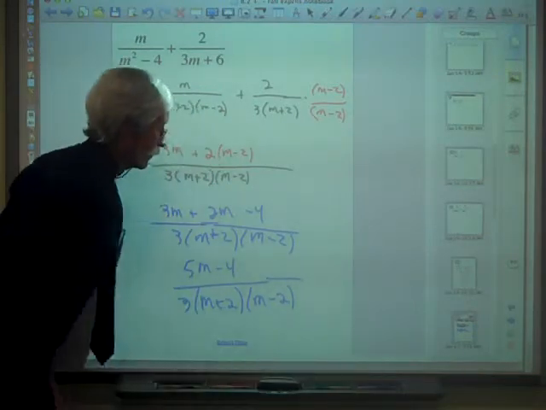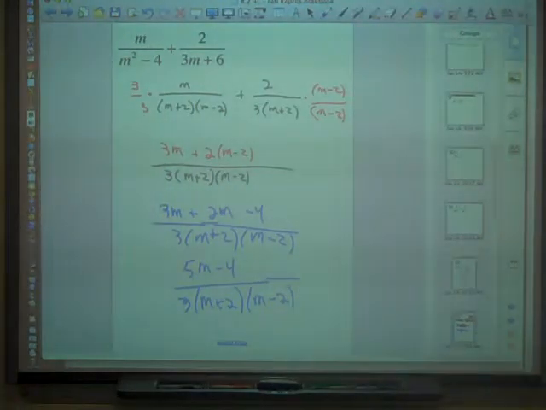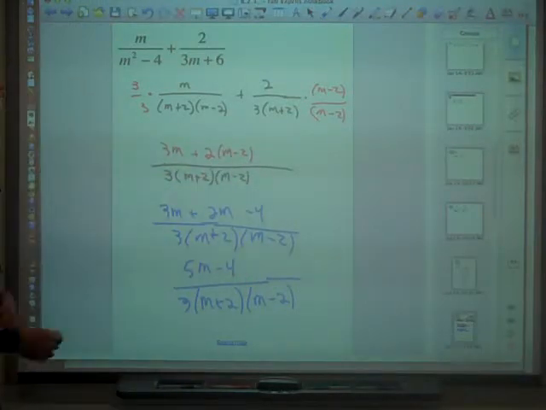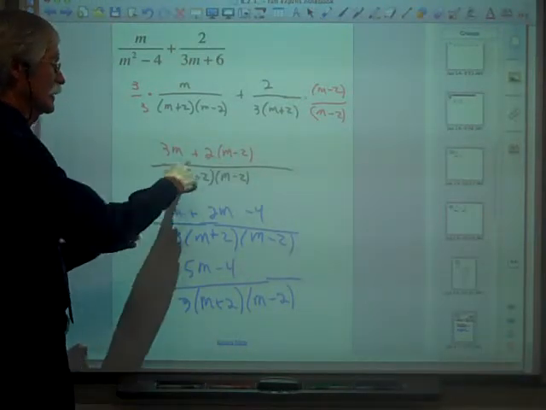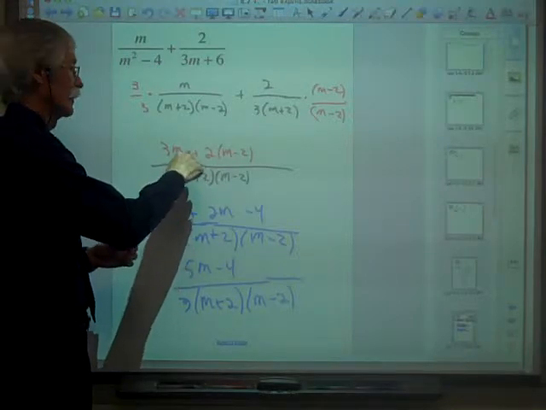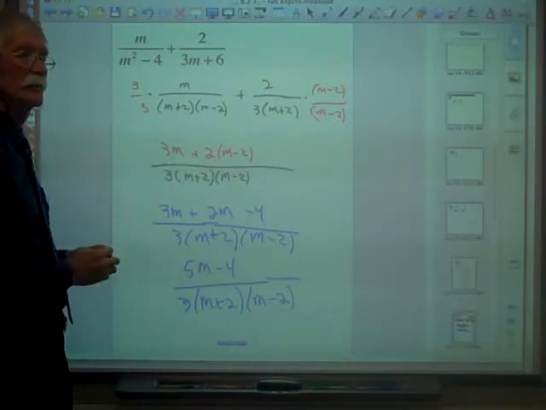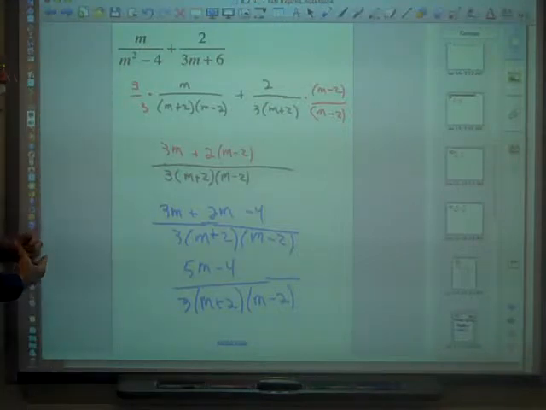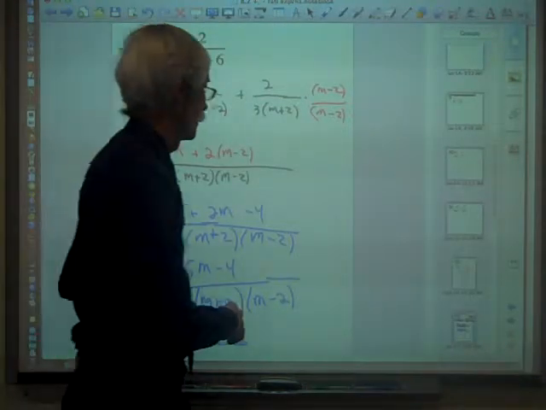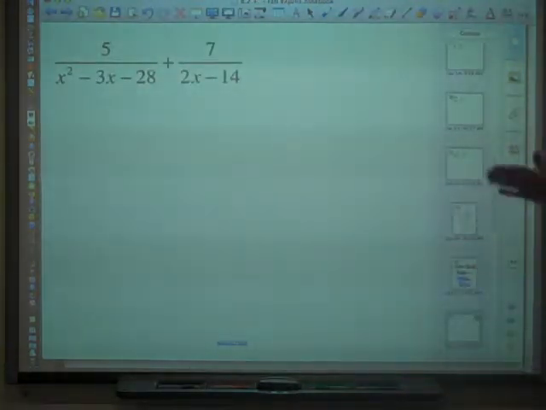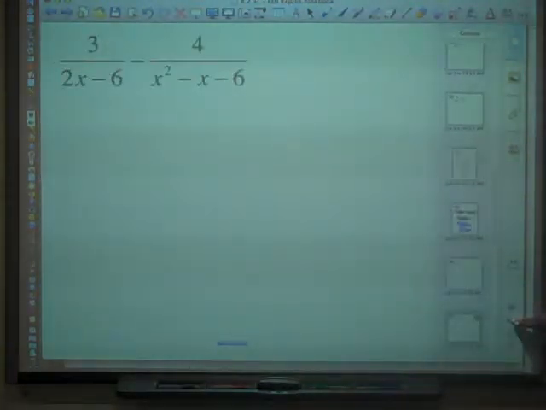But can't you cancel down? Can't you cancel m minus 2 and m minus 2? Here? No, because you've got an adding going on there. If it's separated by addings, you can't do that. Okay. Anyway, I think you get the idea here.